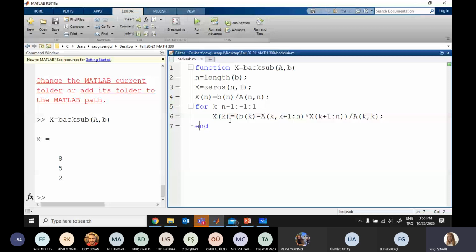Because maybe these are not specific for you, but in the future you will need some functions and you will Google it at the beginning. And once you have the ready program, you can easily update these programs according to your own problem. To be able to do that, you need to know at least some part of this MATLAB. Okay. And this is our back substitution program.